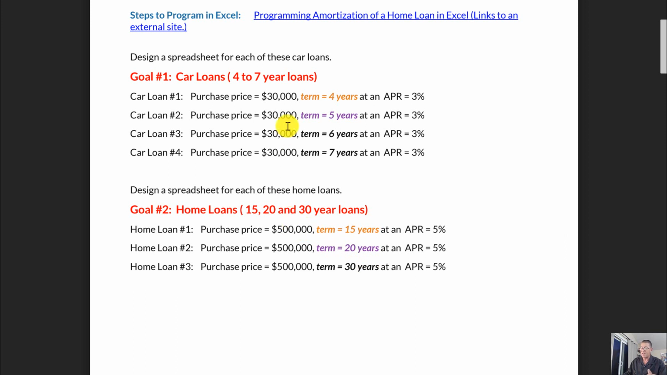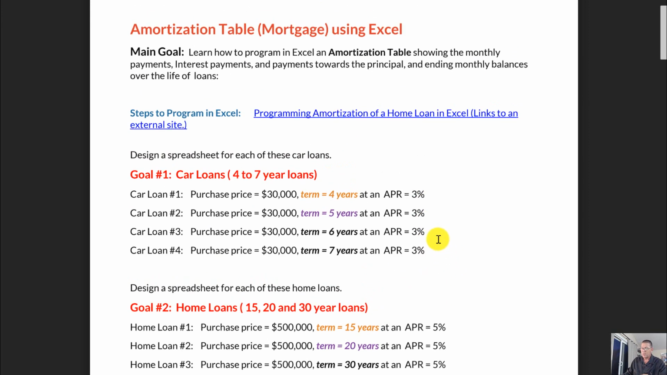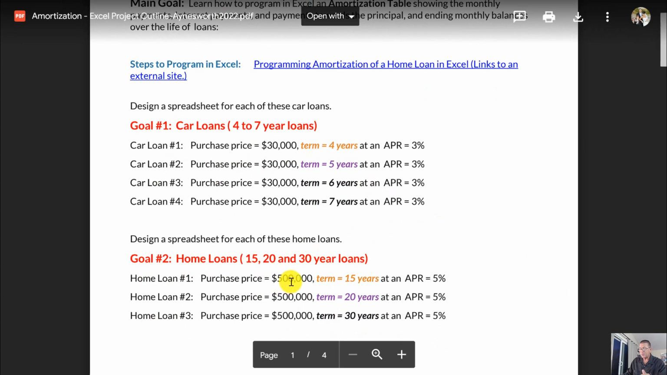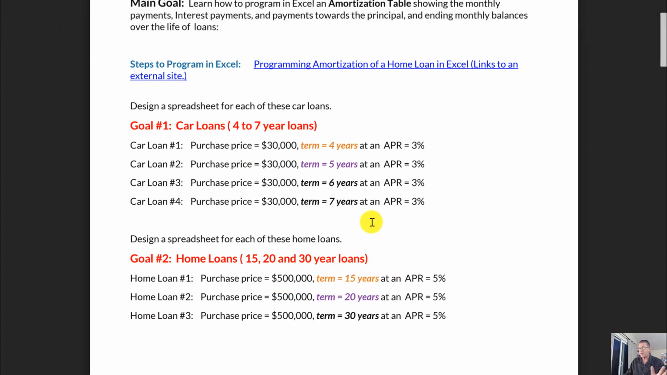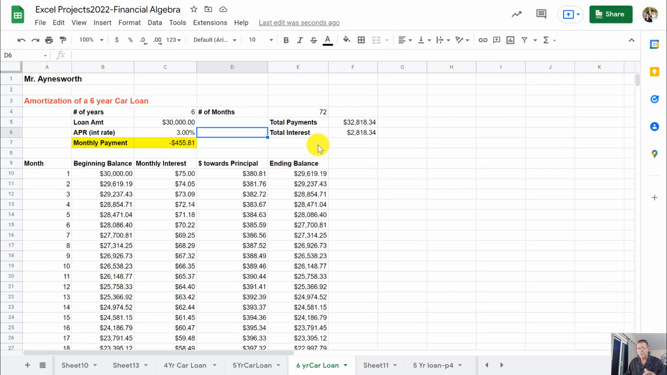And of course, you know, it's not a $30,000 price. The purchase price for the home loan is $500,000, and then we have a new APR of 5%. Because the APR is going up right now in our economy, so I just changed the percentage there. But once you design it, you could change the principal, the interest rate, the term, everything. So what's cool about this is once you design it, you get to modify it however you want. Okay, now remember, this is a video, right guys? And so you could always rewind and take a look at it and use it to your advantage.